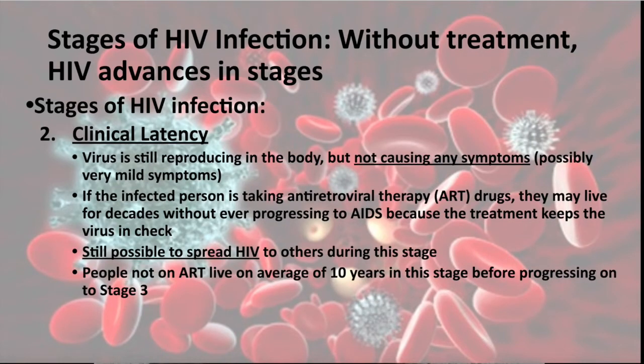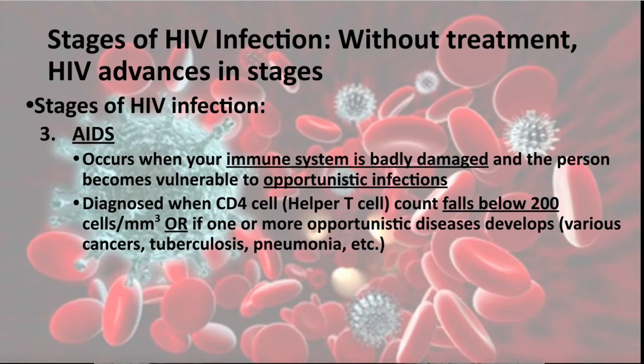Stage 2 is called clinical latency. The virus is still reproducing in the body, but it's not causing any symptoms, or if it is, they're possibly very mild. If the infected person is taking those ART drugs, they can actually live for decades without ever progressing to AIDS because the medication keeps the virus in check. It is still possible to spread HIV to other people during this stage. For people who aren't on antiretroviral therapy drugs, they typically live about 10 years in the second stage before progressing on to stage 3, which is when the person would develop AIDS.